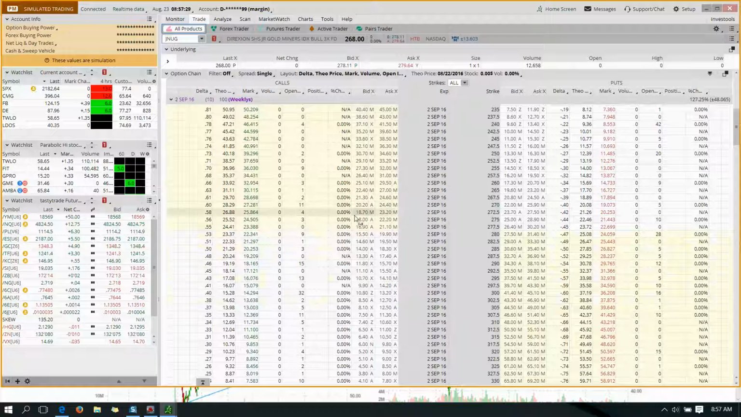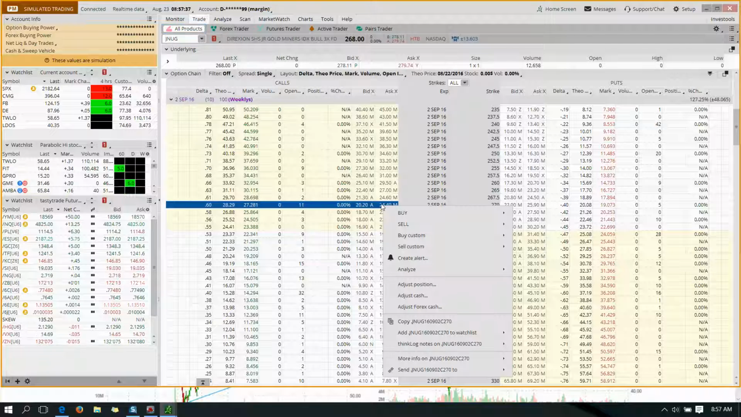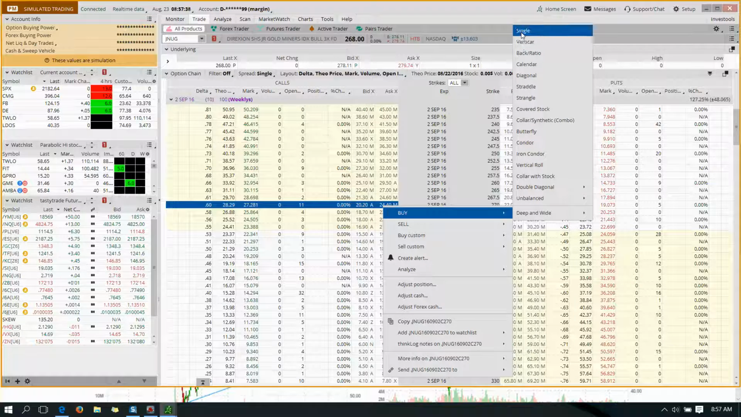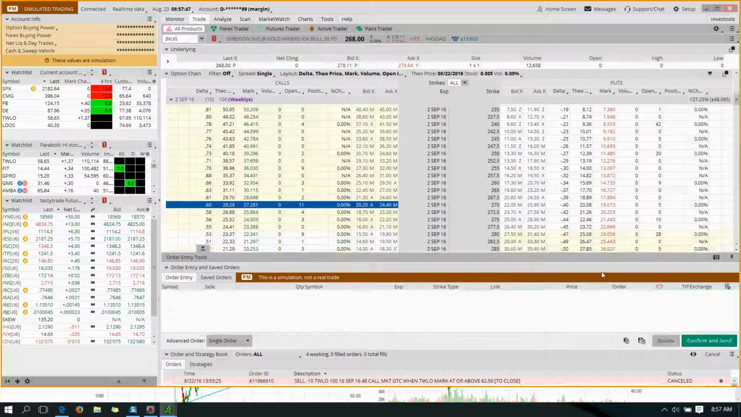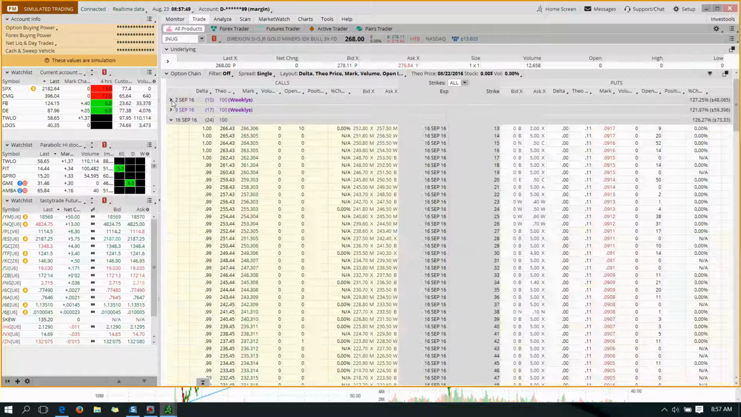So I'm going to find the most options here, Delta 60. Right here, I'm going to go and buy. I want to buy 10 contracts if it comes down to there. Actually, I'm going to go cheaper than that. Hold on a second, let me see if I can find something cheaper.